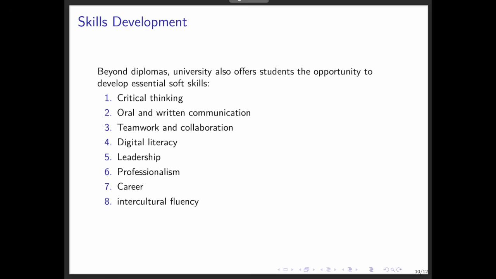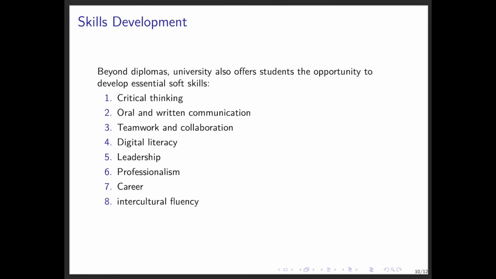Beyond grades and diplomas, university also helps you grow essential life and career skills. Among them are critical thinking, communication, teamwork, digital literacy, leadership, professionalism, career management, and intercultural fluency. These competencies will support not only your studies, but also your future professional life.